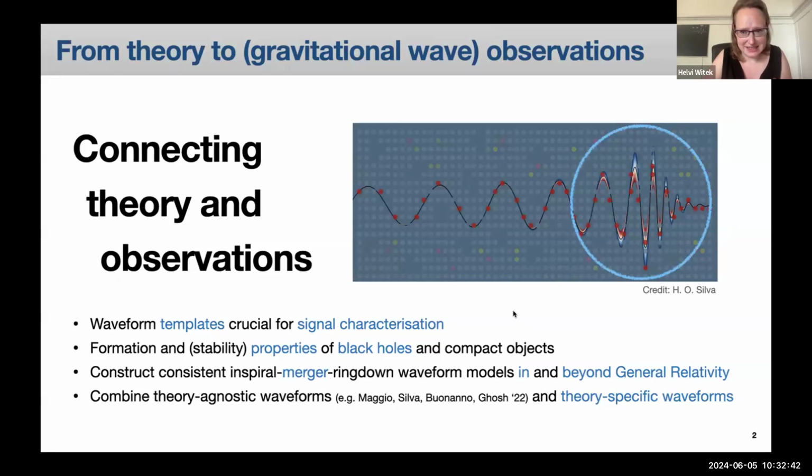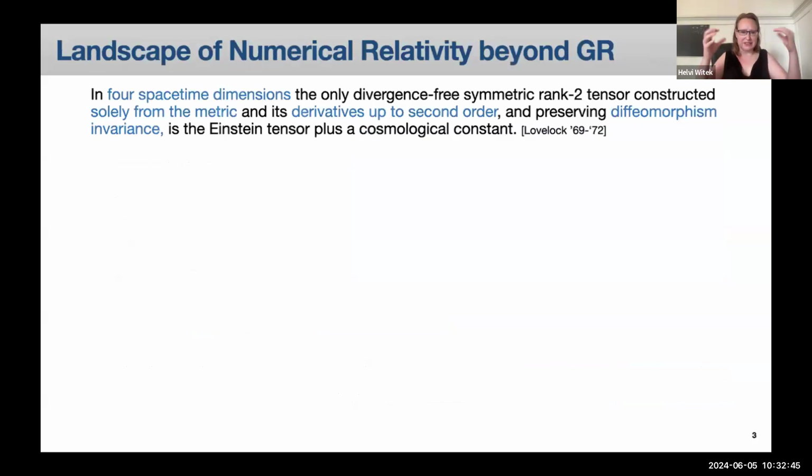Okay, so the next slide I think is going to be a little bit busy. So I will break it down bit by bit, just to give you an idea of where we stand in applying numerical relativity to modifications of general relativity. And to do that, I like to use Lovelock's theorem as a guideline. It tells us that in 4 space-time dimensions, the only divergence-free symmetric rank 2 tensor constructed only from the metric and its derivatives up to second order and preserving diffeomorphism invariance is the Einstein tensor plus a cosmological constant.